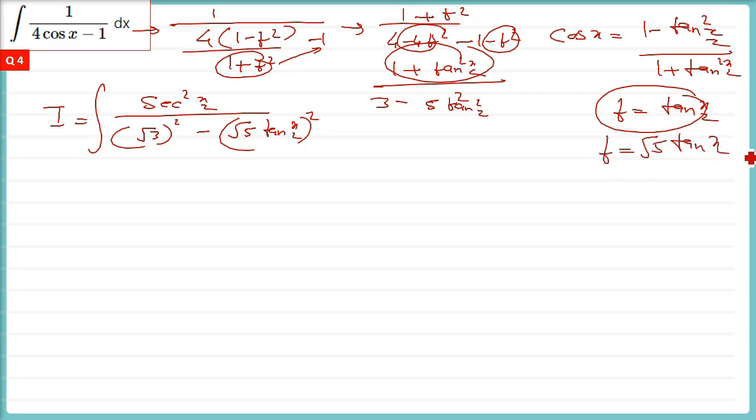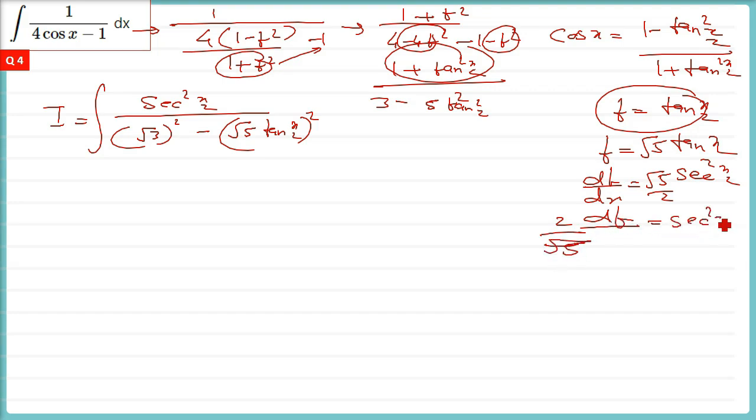So now I'm taking t equals to root 5 tan x by 2, dt by dx will be equal to what? Root 5. Tan x by 2 will be sec square x by 2, and we have to differentiate x by 2 also, that will give you 1 by 2. So this will be root 5 by 2. Now 2 by root 5 will come on left, 2 by root 5 here, and dt this one, and sec square x by 2 dx will come here. So the numerator, what was that? Sec square x by 2 dx, it will be 2 by root 5 dt.